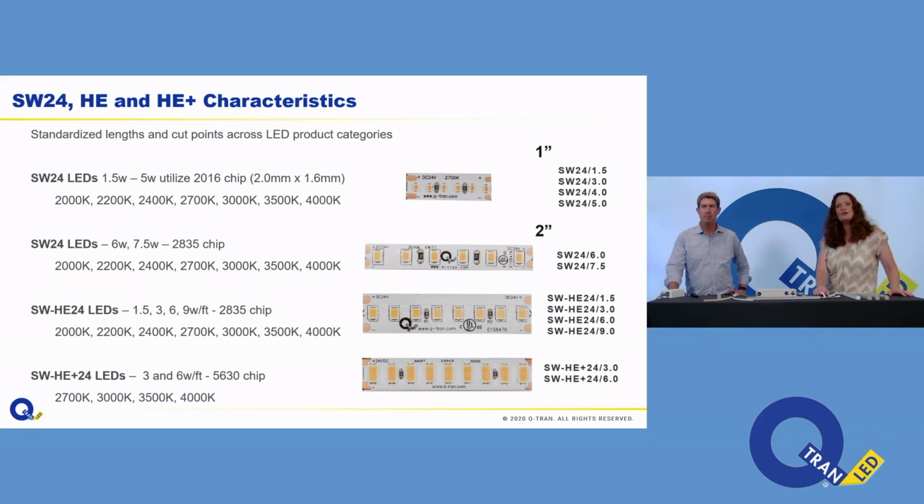of ways. So you can see our 1.5 watts through 5 watts has the tightest pitch with the smallest chip, 2 millimeters by 1.6, so that's a 2016 chip. And then we move into a 2835 and a 5630. Now, if you look at that slide, you can count the diodes as well. So let's look at the next slide, because that gives us more details.